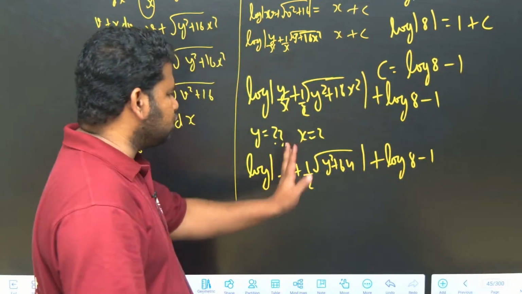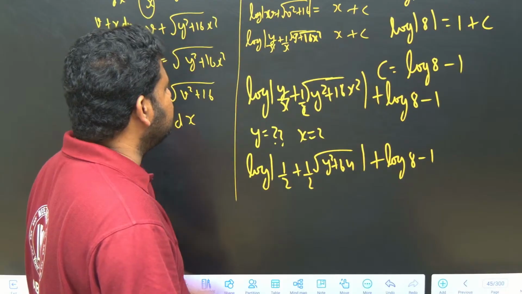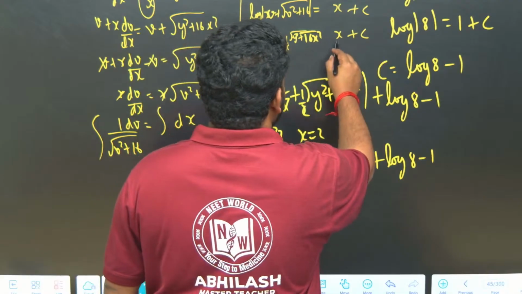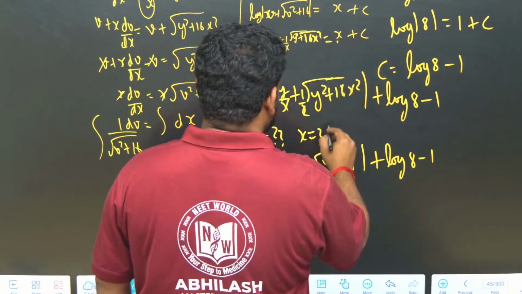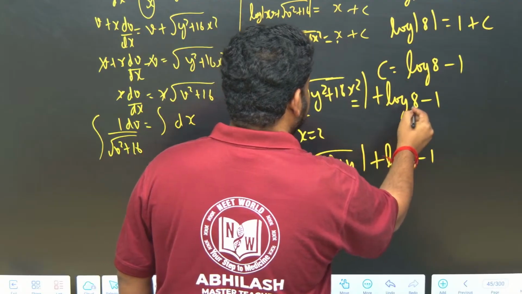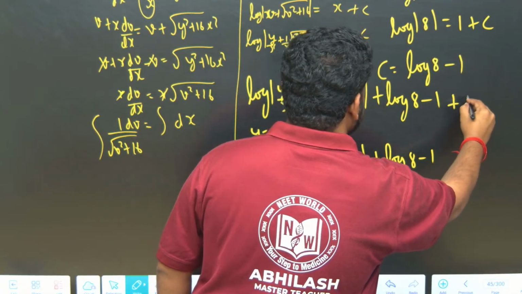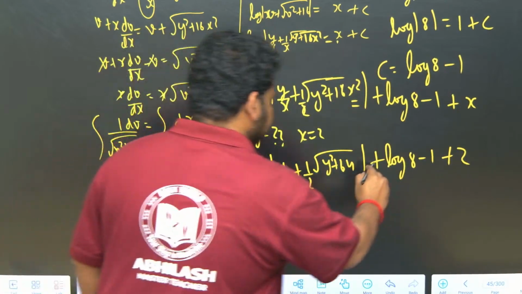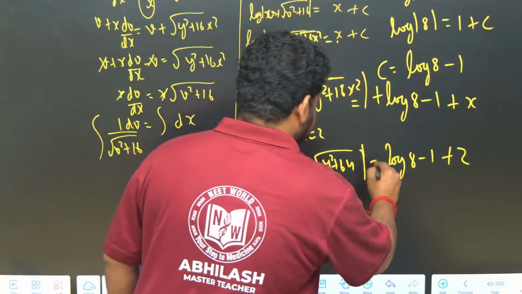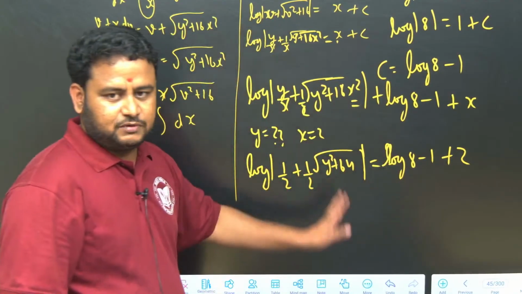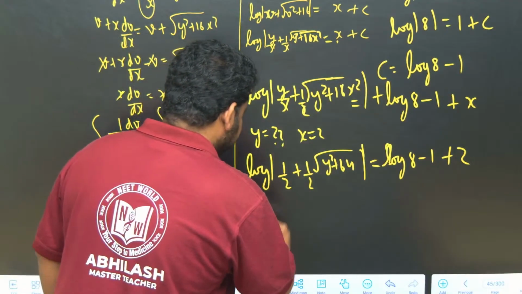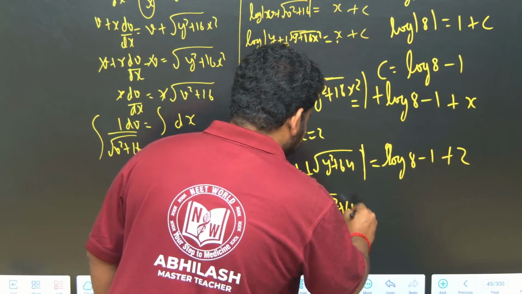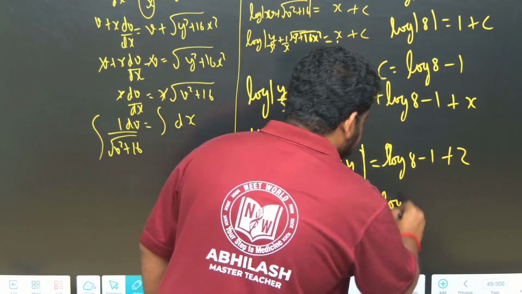So we have to solve this. We will get it equal to x plus c, right? This is x, so this should be equal to x plus c. So this should be equal to log 8 minus 1 plus x, which is plus 2. Now log of 1 by 2 plus 1 by 2 square root of y square plus 64 is equal to log of 8 plus 1.